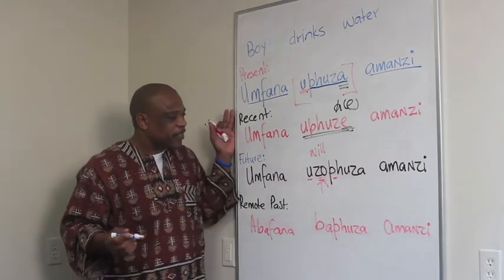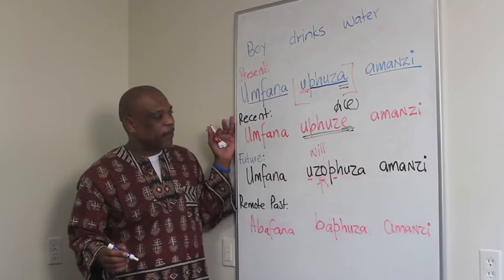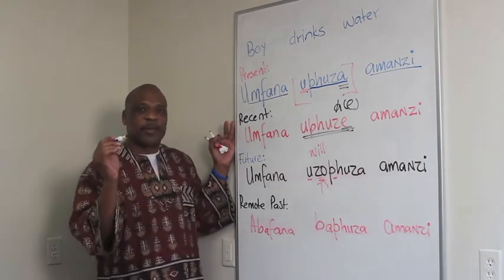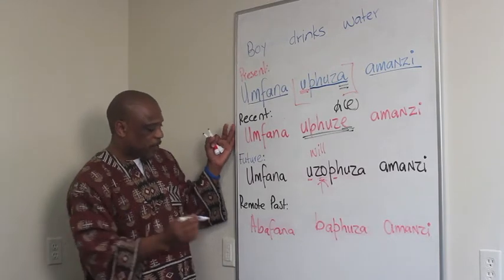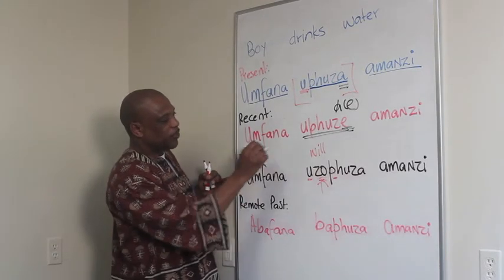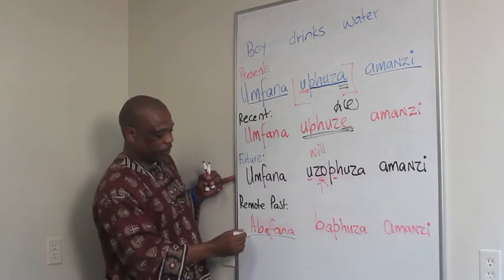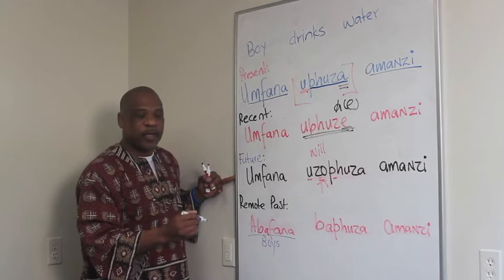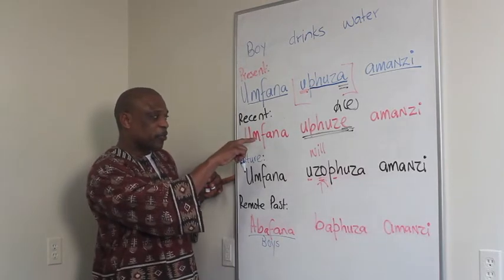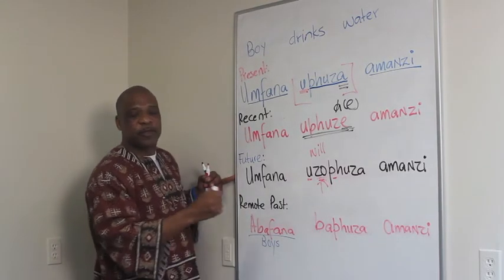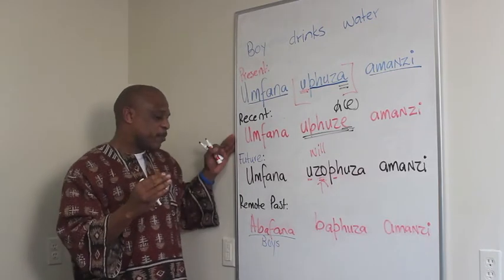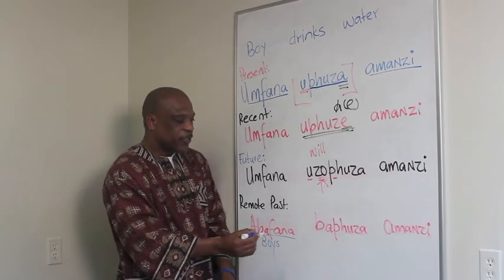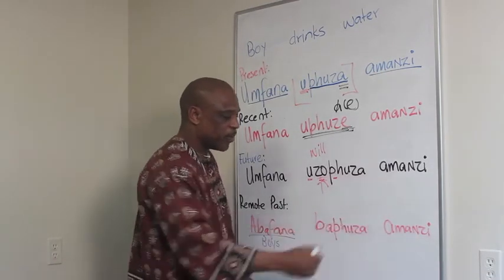The remote past tense is a little different from these other tenses that we're looking at. But again, the sentence is the same. The only thing I change here is that I change umfana, which is a boy, into boys. I'll explain a little later why I changed this into boys. I'll put that sentence back into singular and we'll make it into a remote past. But I thought it would make more sense if we begin with the plural. So, boys drank water.